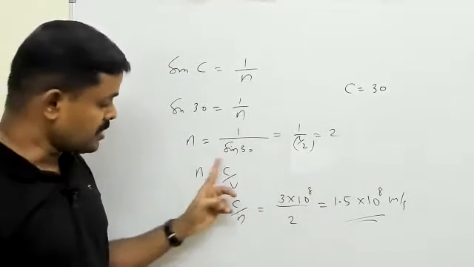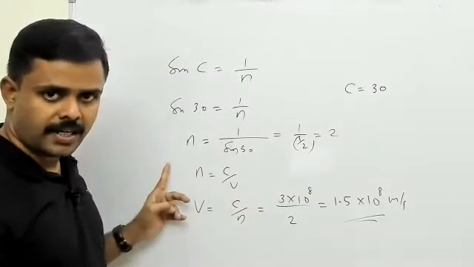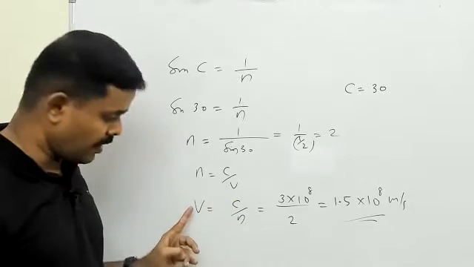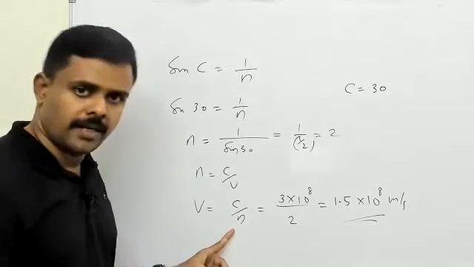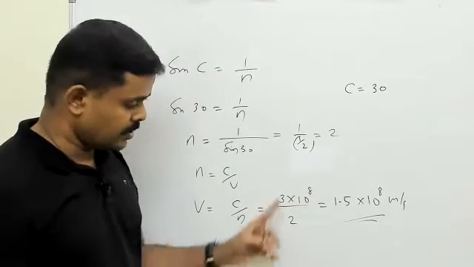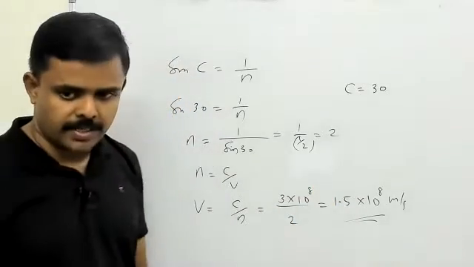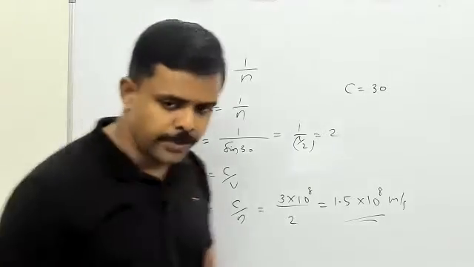N is equal to C by V. I've been asked to find velocity. I take V to the left side and then n goes to the right side. Velocity is C by n, that is 3 into 10 power 8 by 2. So if you cut this 3 and 2, you get 1.5 into 10 power 8 meter per second. Hope you understood. Any questions?